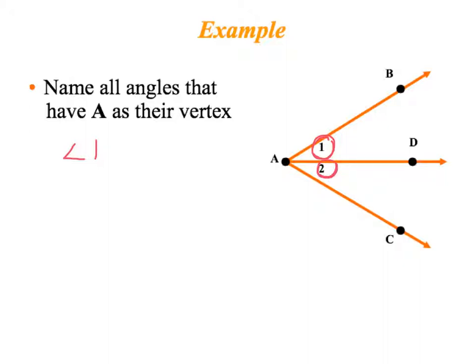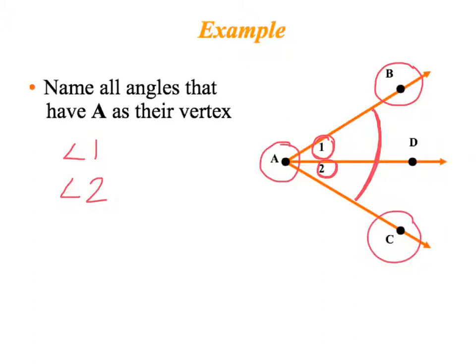And now we also have angle 2. A third angle that you might have noticed is this entire angle here that encompasses both angle 1 and 2. We're going to use those three letters to name that because we don't have a number that can be used for that entire angle. So I'm going to call this angle BAC.